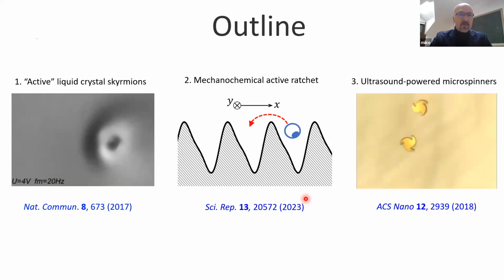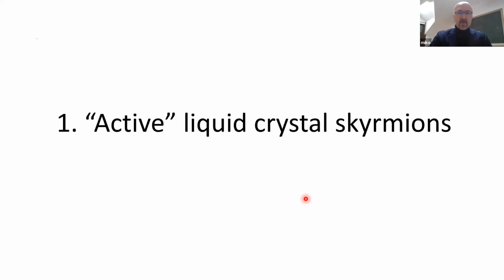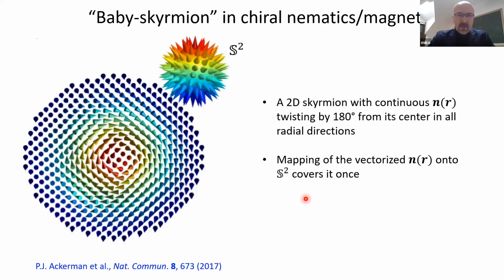So let us start from liquid crystal skyrmions and active liquid crystal skyrmions, where activity is imparted through coupling the liquid crystalline material to an electric field. First of all, let me briefly remind you what is a skyrmion. This is a beautiful picture from the Paul Ackerman and Ivan Smalyukh paper, where you see a classical 2-dimensional configuration of the director field, vectorized, or if you wish, magnetization field in 2 dimensions.